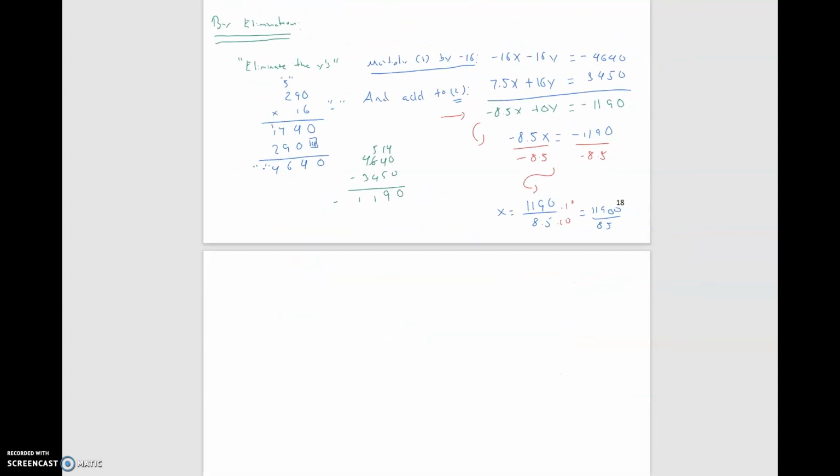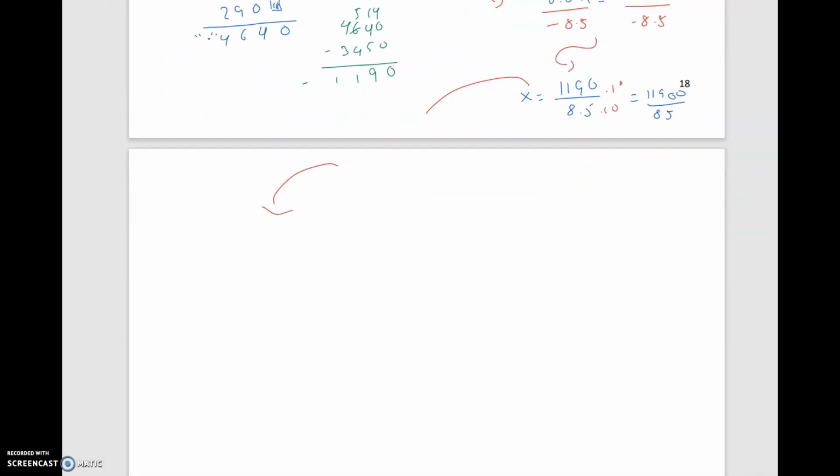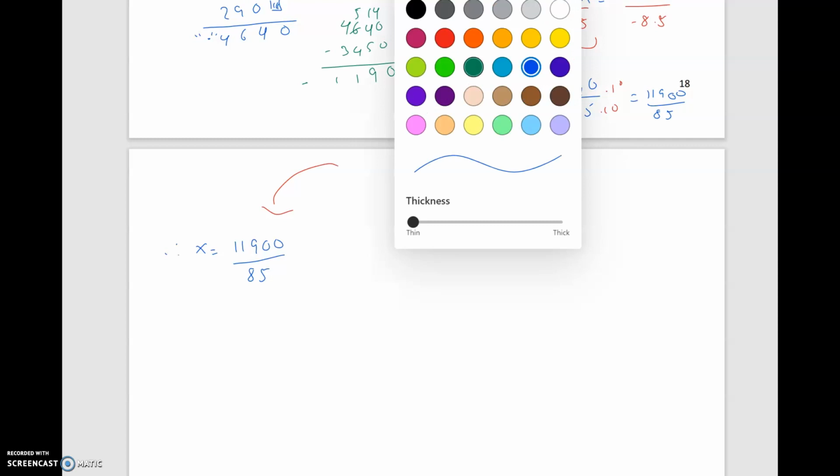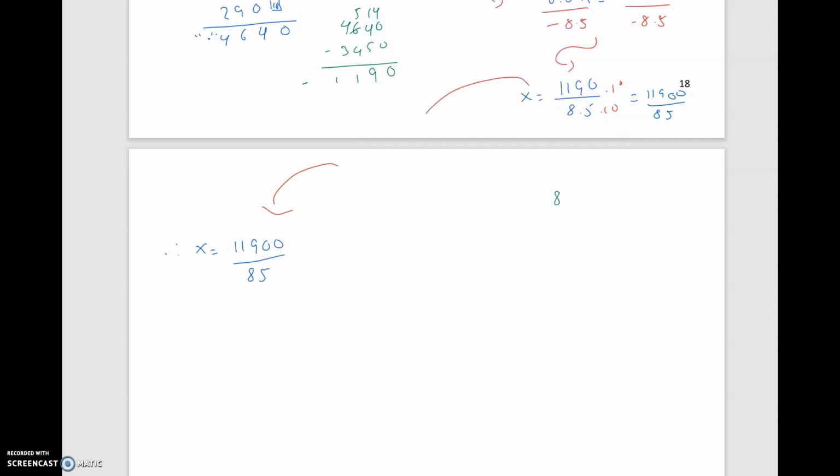The main idea here is now to do the long division. So let me just carry this to the next portion. So we ended up with x equals 11900 divided by 85. And let me carry this on the side. This one turned out to be messy. So 85, 11900. And as we carry the division, we're just going to carry 3 values.